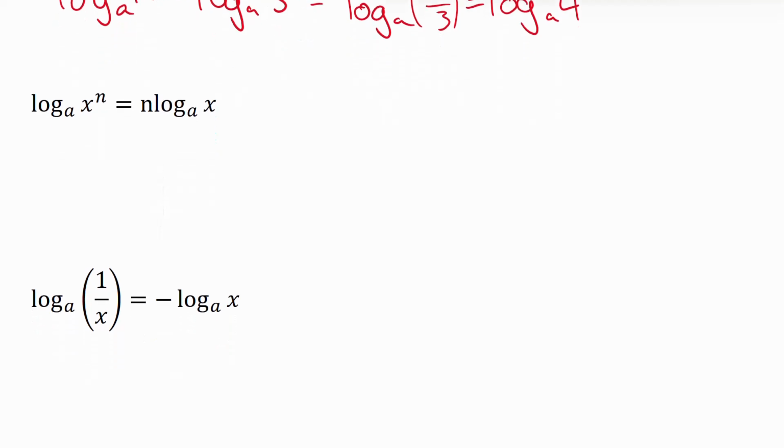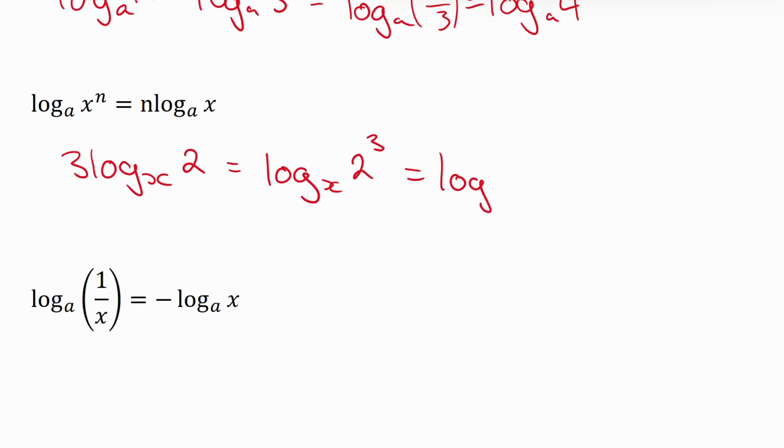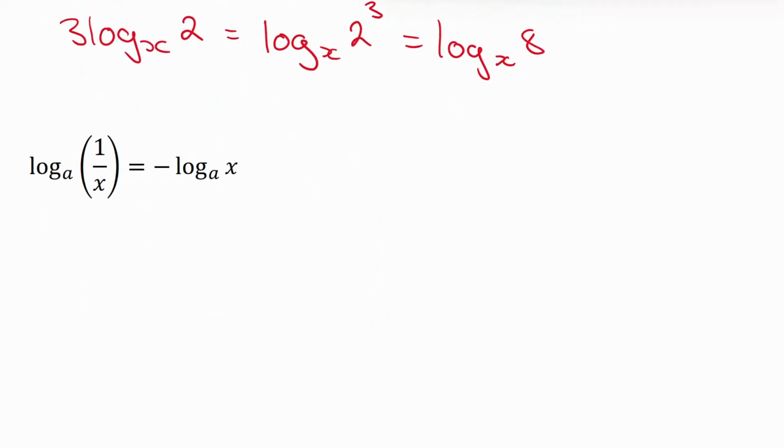Next one is when we have a power. So for example, if we had something like 3 log_a x^2, that's going to be the same as having log_a of x^2 to the power of 3, which can then turn into log_a x^6. So there's a lot of manipulation that goes into a lot of these log problems.